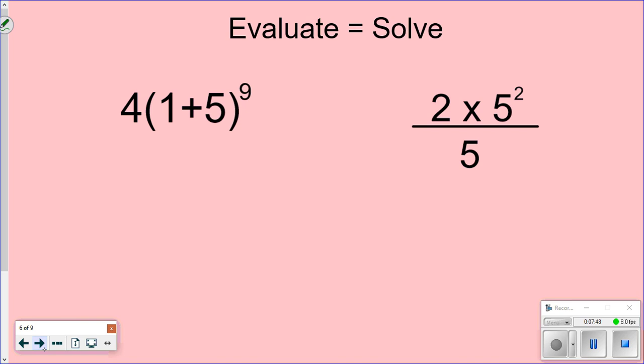And don't forget, the word evaluate means solve. So you might see that in your homework or in your directions along the line. If it says evaluate, it means to solve. So why don't you try these by yourself and pause it, and then I'll start up in a second.